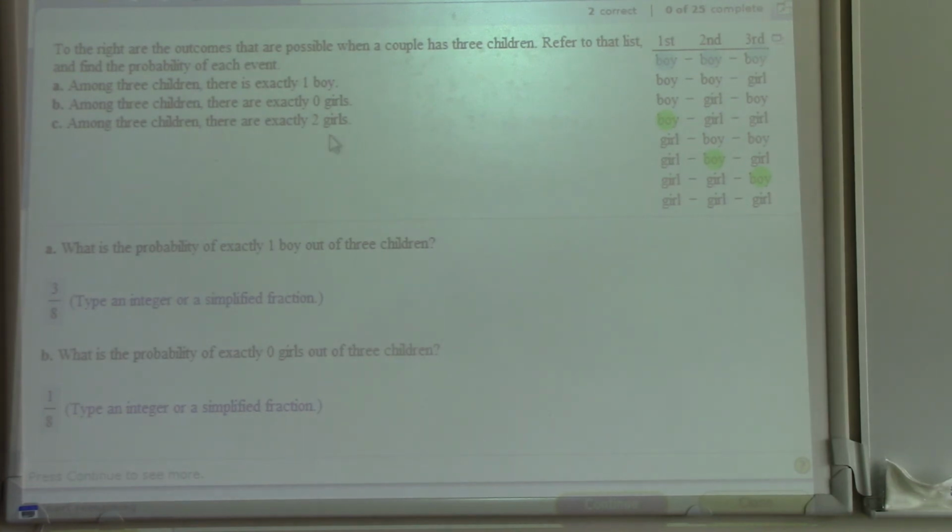There are exactly 2 girls. So you take your handy dandy highlighter and you color it mauve. Is the 2 girls the same as the number for exactly 1 boy? It may be, it may not be. Depends on how many numbers you got. Probably this one is, but I don't know. So take your handy dandy mauve color. I'm looking for 2 girls. Here's one. Ding, ding. Where's another 2 girls? Ding, ding. And the next one. Ding, ding. So 3 out of 8.